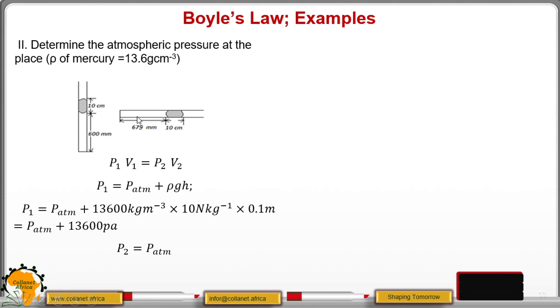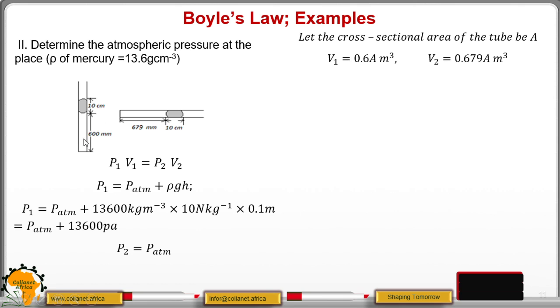Now our P2, because this one is lying horizontally, the weight of this one is acting downward, so it is not exerting pressure on the air that is trapped here. Therefore, the pressure P2 will be just atmospheric pressure. Now, for us to work, we need to get the cross-sectional area, and we let that area be A, so that we can get the volume.